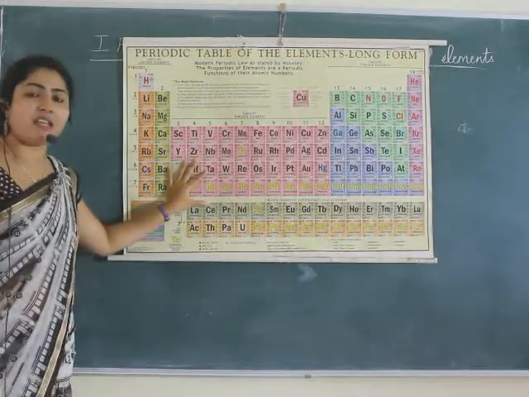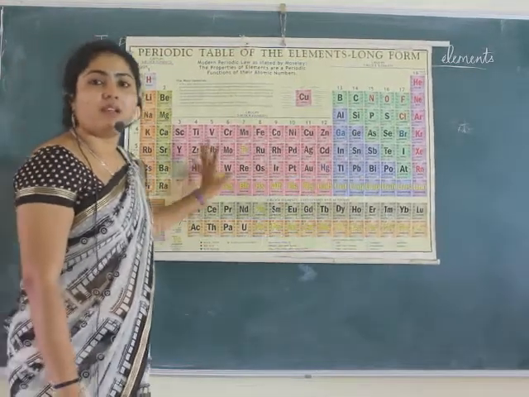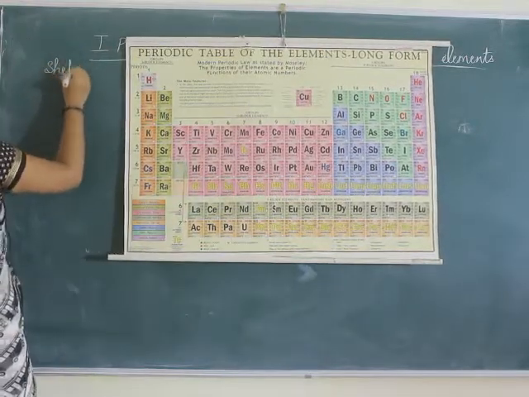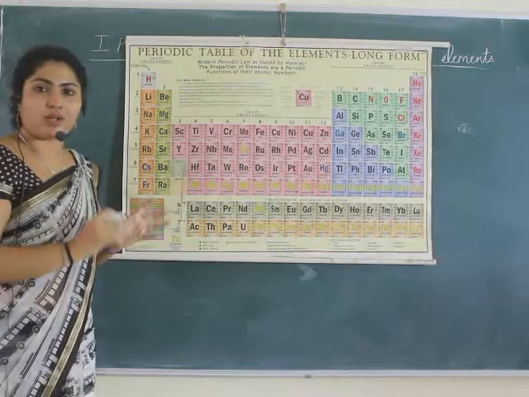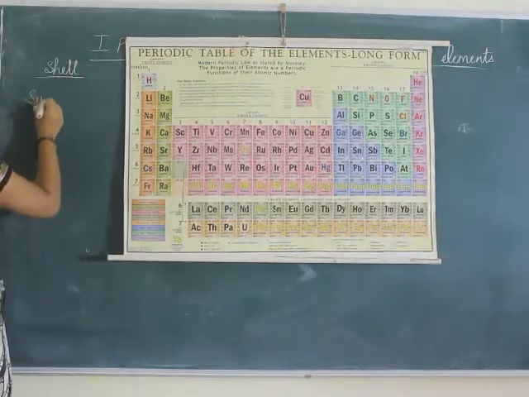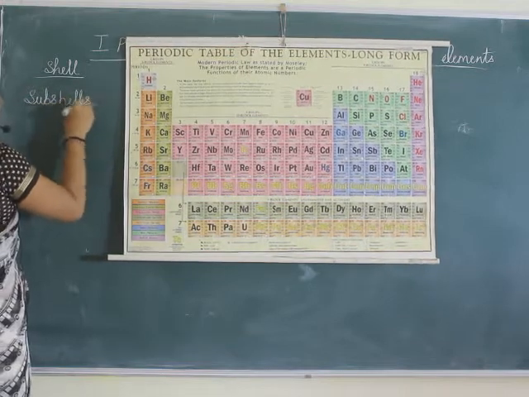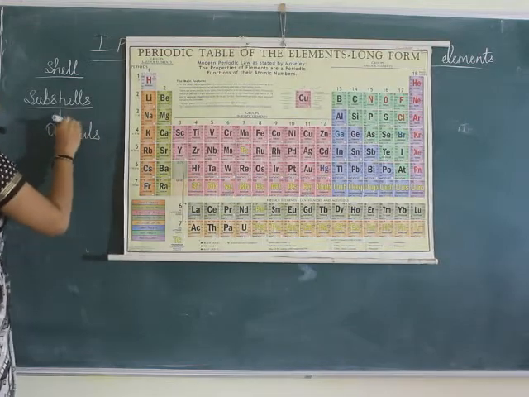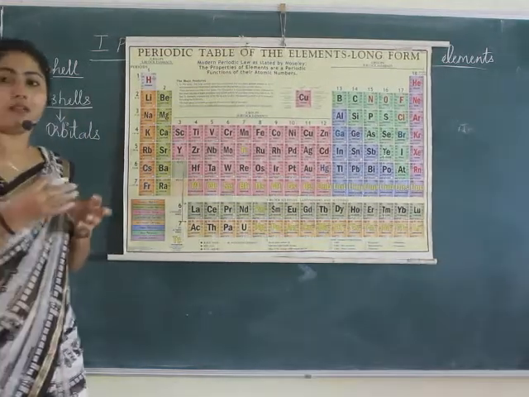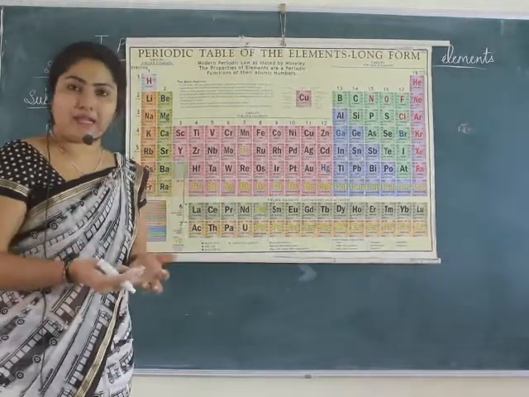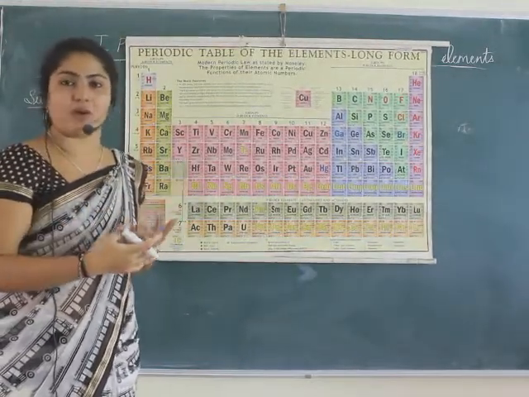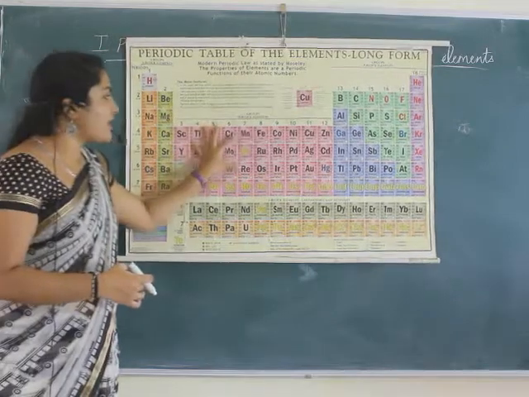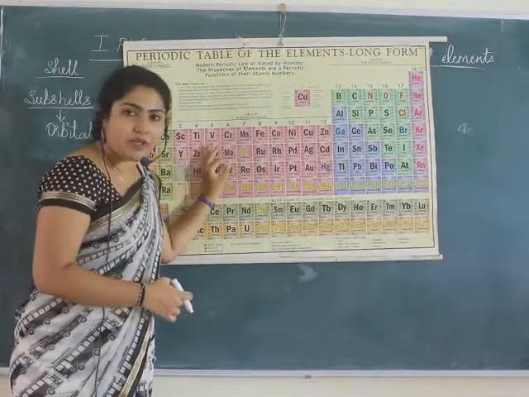Before moving to this, let me tell you how you define a shell. Shell means the main energy level is called a shell. Within the shells, the subshells are also called orbitals. And you know what electronic configuration is? That is the way of explaining the entry of electrons in various orbitals, and it is called electronic configuration. So we shall study the classification of the periodic table in detail.